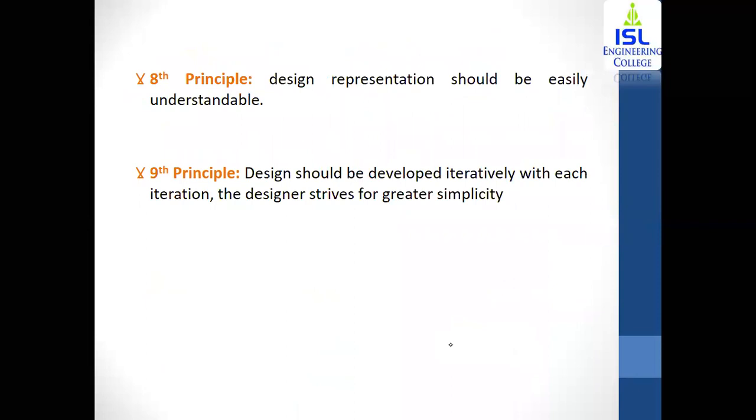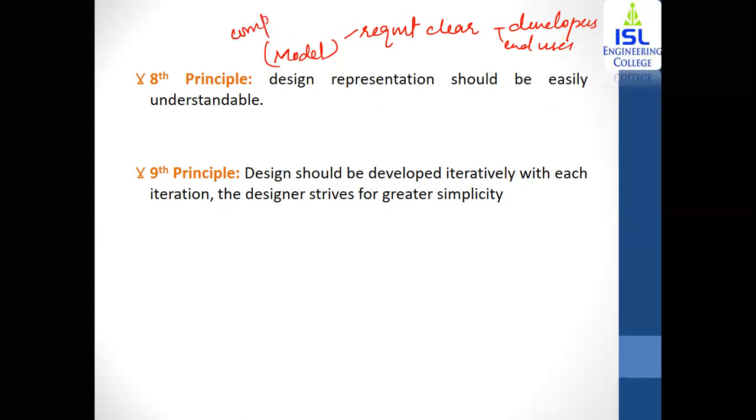Coming on to the eighth principle. The eighth principle is that design representation should be easily understandable. Now, whatever design means, the model that is being used. Why are we designing the model? So that the requirements become clear to the developers as well as the end users. If you use a model that is very complex and difficult to understand, it becomes difficult for the developer to identify how he's going to generate the code, and to identify what different functions need to be embedded within the code.